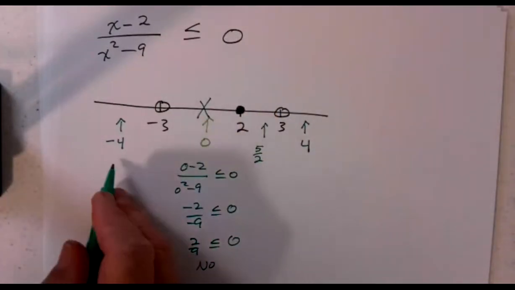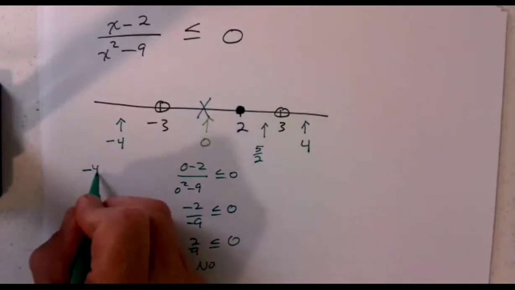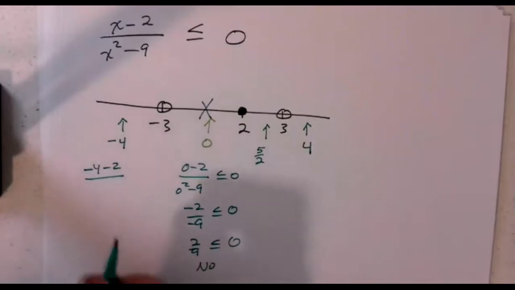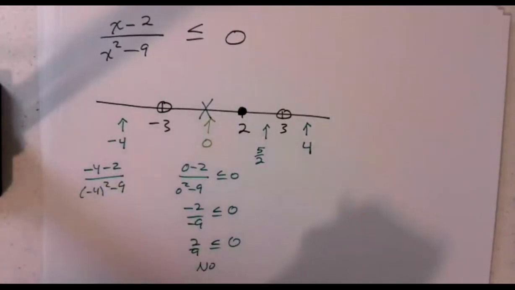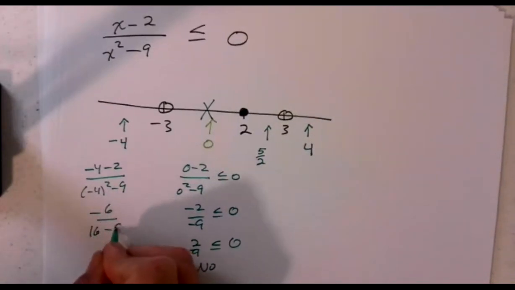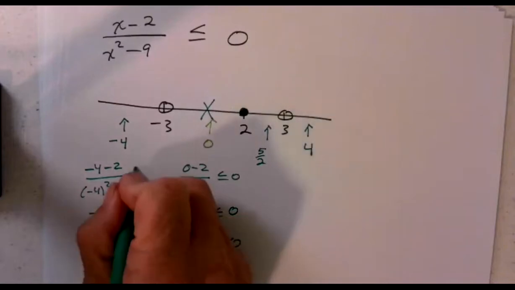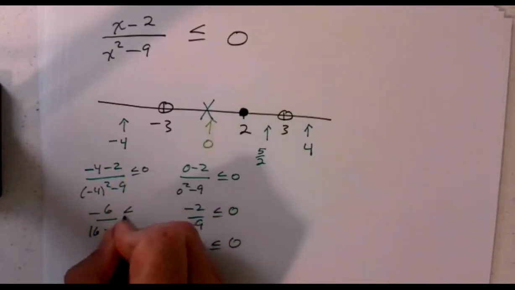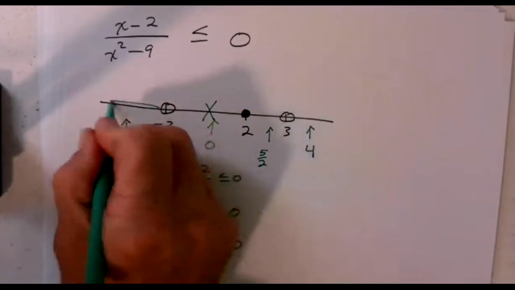Maybe I'll do negative 4 as well. I guess this isn't so difficult to do. Negative 4 minus 2 over negative 4 squared minus 9. Negative 4 minus 2 is negative 6. Negative 4 squared is 16, minus 9. 16 minus 9 is 7, so we get negative 6/7. Is that less than or equal to 0? Is negative 6/7 less than or equal to 0? That's yes. So I am going to shade this way.